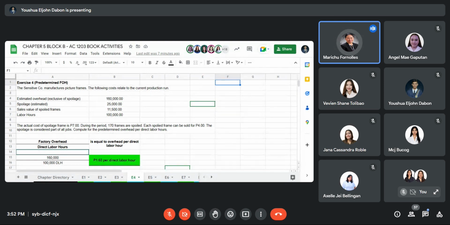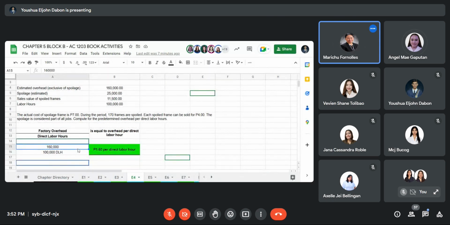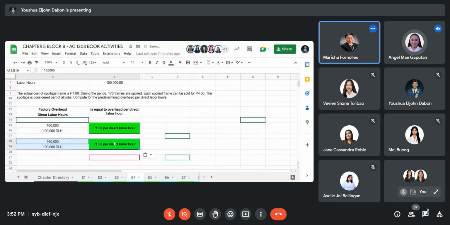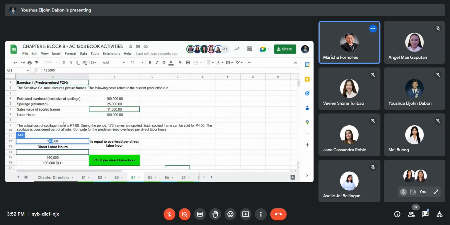Wa pa may labot ang spoilage cost anang 160,000. So you still have to add the spoilage cost of 25,000. Therefore, the total amount of adjusted overhead becomes 185,000. Then minus the salvage value of the spoiled frame, which is... pilay total salvage value sa spoiled frame? $11,500, miss.